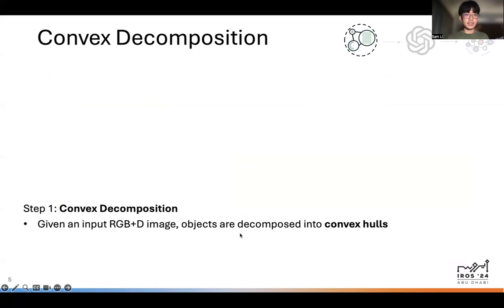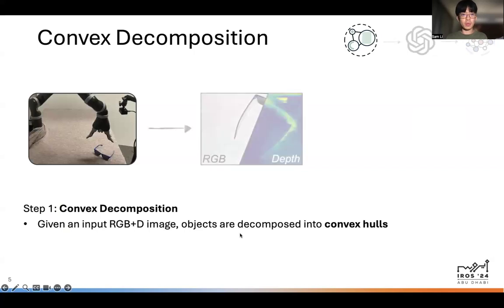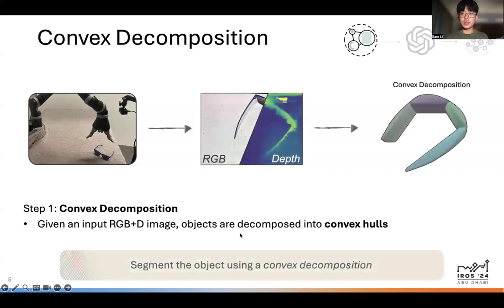Now let's dive into the details of the pipeline. The first stage is constructing this geometric and visual shape-based graph. With the object in the workspace, we take the sensor inputs and perform a convex decomposition using an off-the-shelf third-party model. Notably, convex decompositions are fast and give us a geometric breakdown of the object.